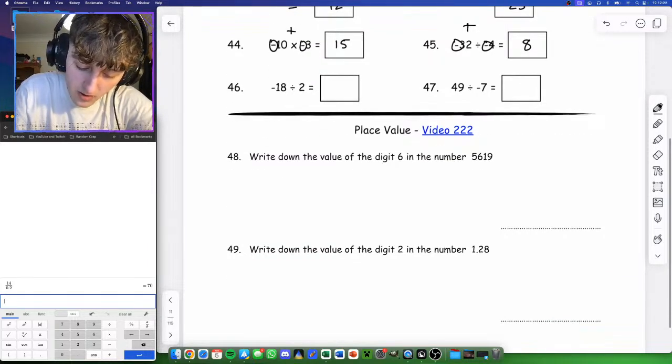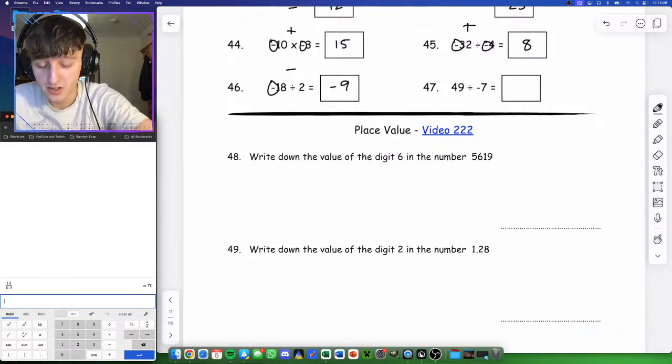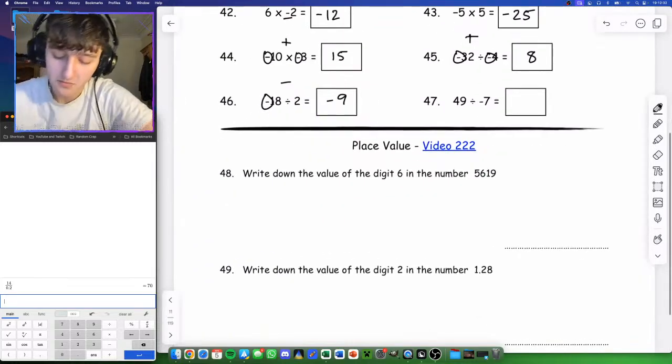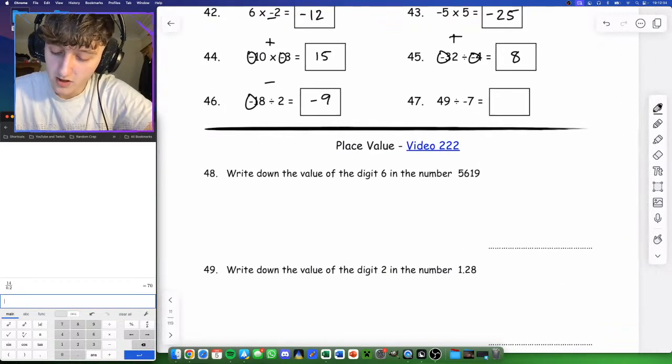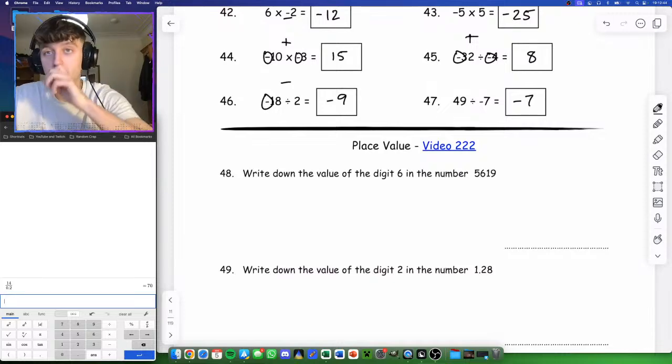-8 divided by 2, only 1 sign, so it's going to be -4. I hope this is all making sense. It's fairly simple stuff, this. We can get to the harder stuff eventually. So 49 divided by -7 is going to be -7, isn't it?